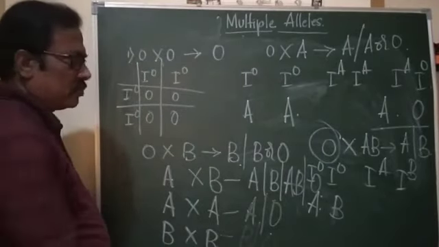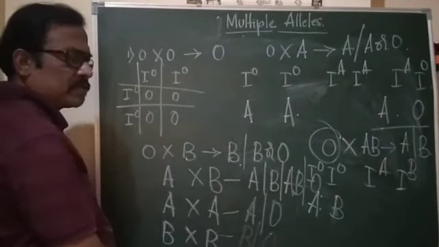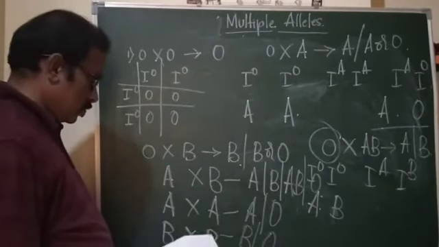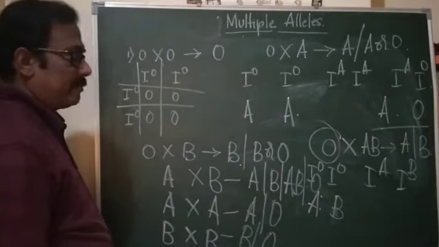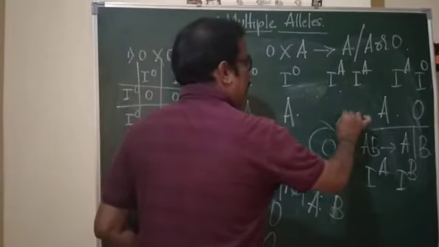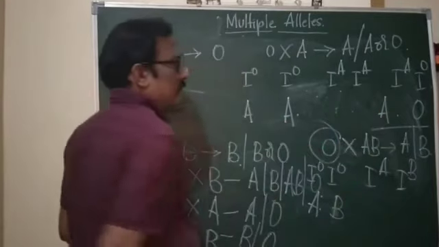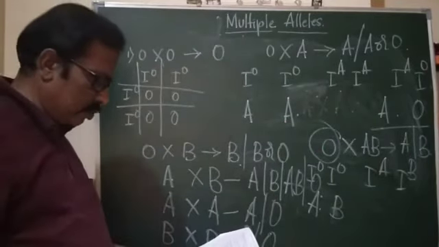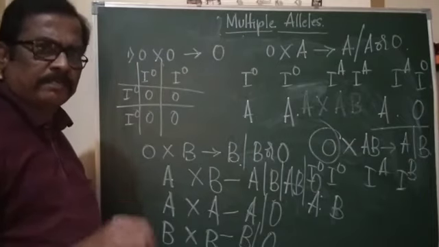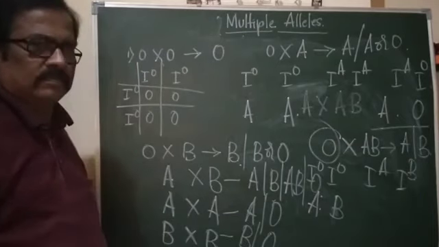Either B or O, like this. Write the genotypes, cross them, you will get the result. So if one of the blood groups is A, another blood group is AB. You will find the blood group either A or B or AB, no O.